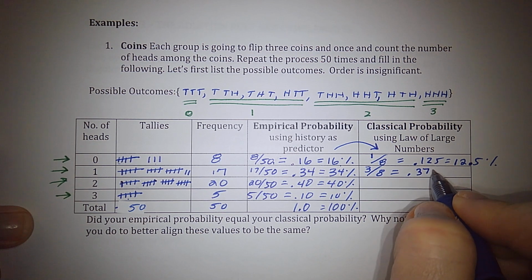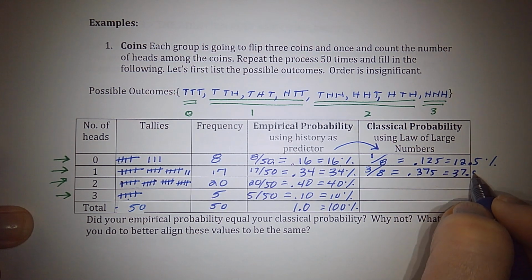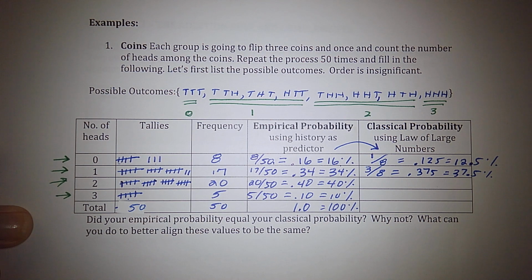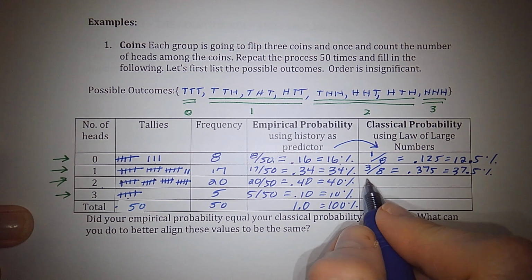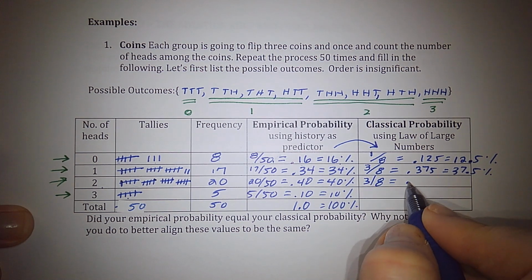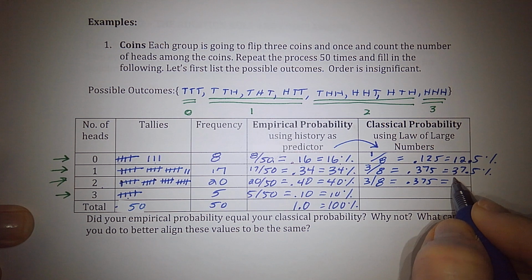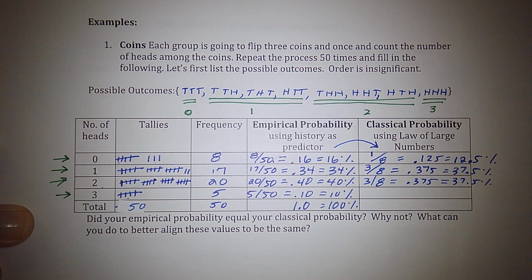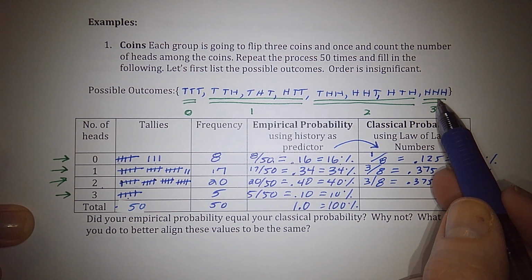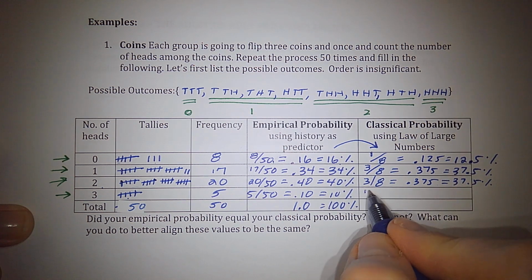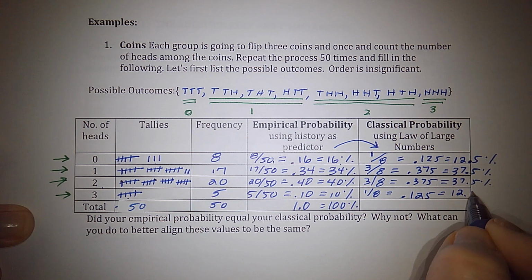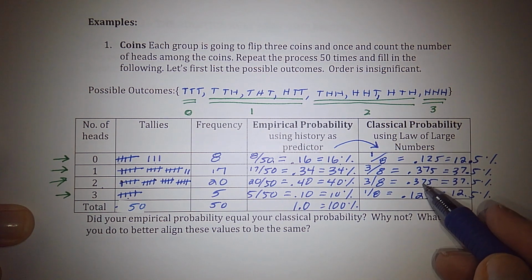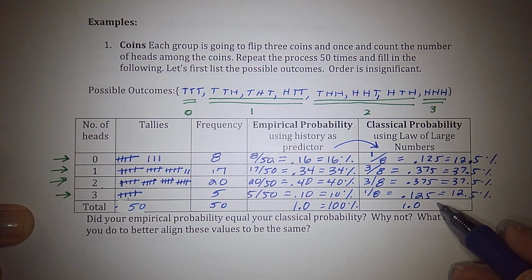3 possible outcomes out of 8 is 37.5%. For 2 heads, there are 1, 2, 3 possibilities as well out of 8, so I'm going to get the same probability for this one. And for the last one, there's only one way to get all heads out of 8, which again is going to be 12.5%. And I know that I did this right because when I add all of these numbers together, I get a total probability of all possible outcomes of 100%.